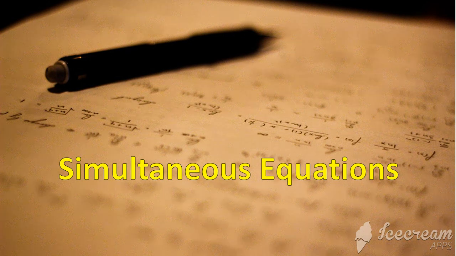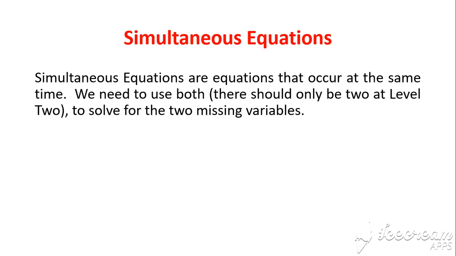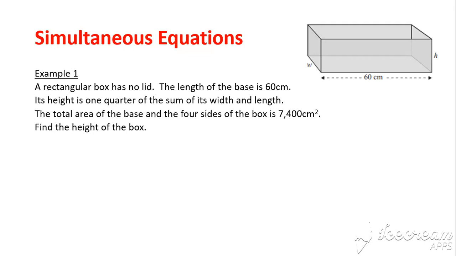We're going to turn our attention to simultaneous equations. These are equations that occur at the same time, and we need to use both. There should only be two to solve for the missing variables. Right, straight into example 1.